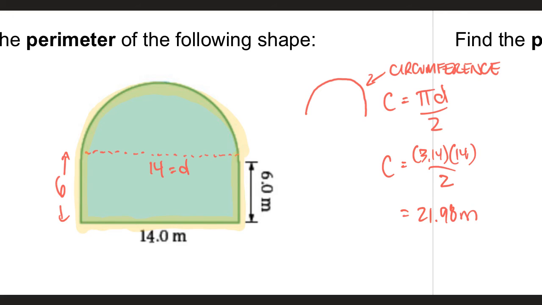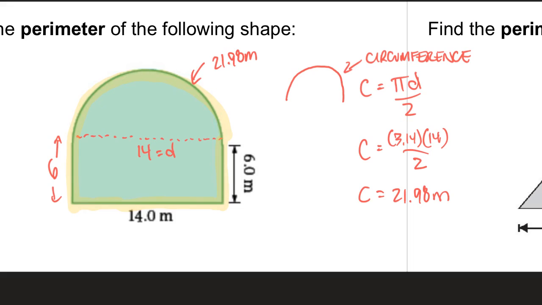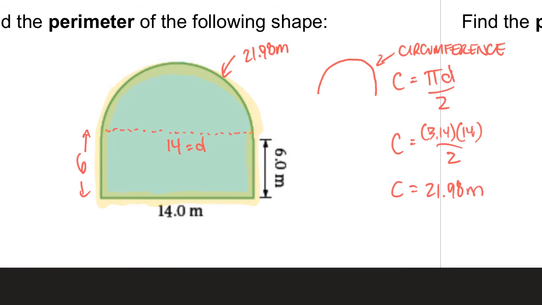21.98 meters. And remember what this is. This is this curve length right here. That whole curve length, this length right here, is 21.98 meters. So I want you to pause the video right now, see if you can find the perimeter of the entire shape, and then unpause to see the answer.